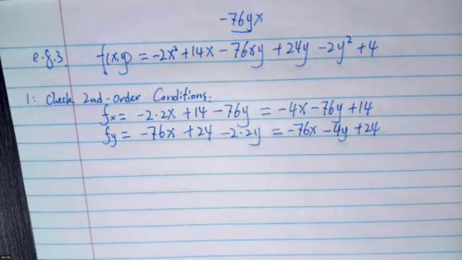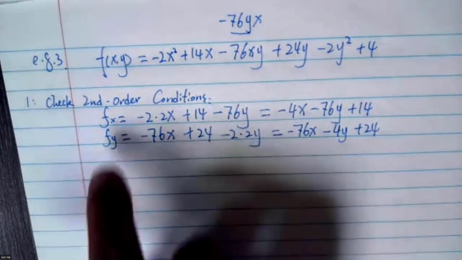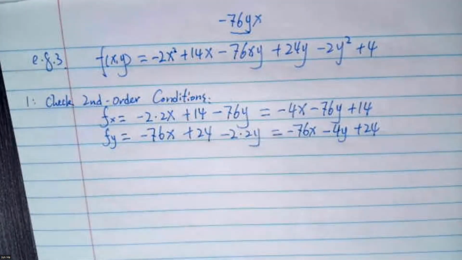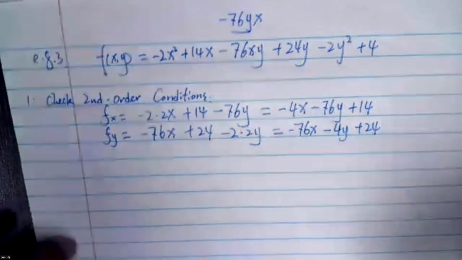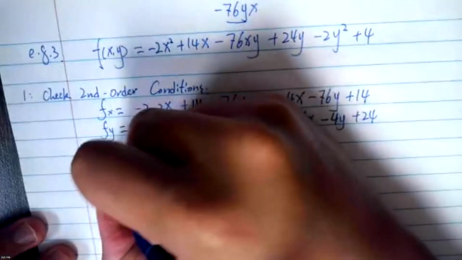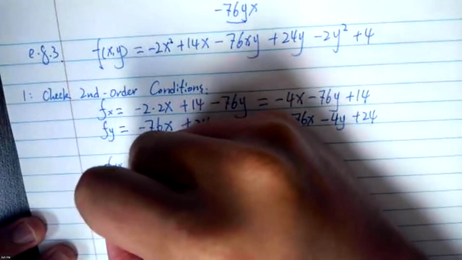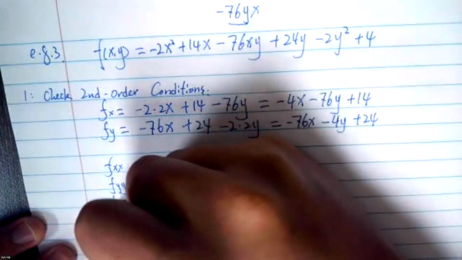That is the second possibility of first order derivative. Okay, so let's check the second order. fxx, fyy, fxy.